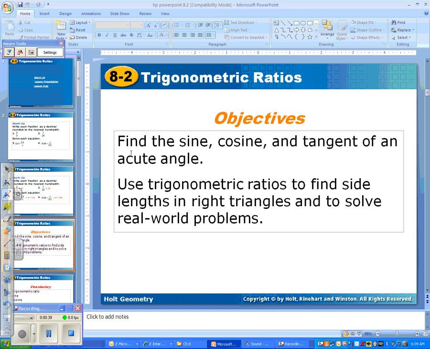So today, we are trying our objectives. By the end of the video, you should know how to find the sine, cosine, and the tangent of an acute angle. That's super important. And then we're going to, at the end of the video, use trig ratios to find side lengths in right triangles and to solve real-world problems, because what would the point be if we can't use this and apply this in real life?